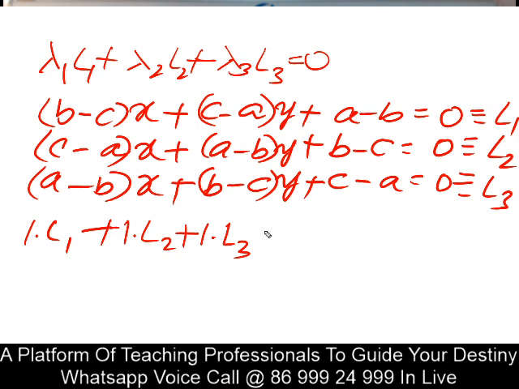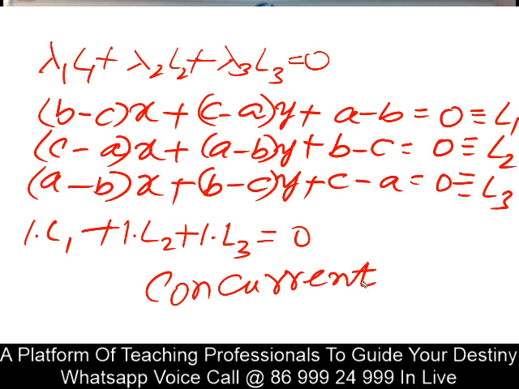Yes, they are concurrent. Why? By adding them, you are getting 0. And hence, you can say that those lines are concurrent without solving anything. At a glance, you can say that. Of course, the lines are given in the symmetric form, as Ravi sir is saying.